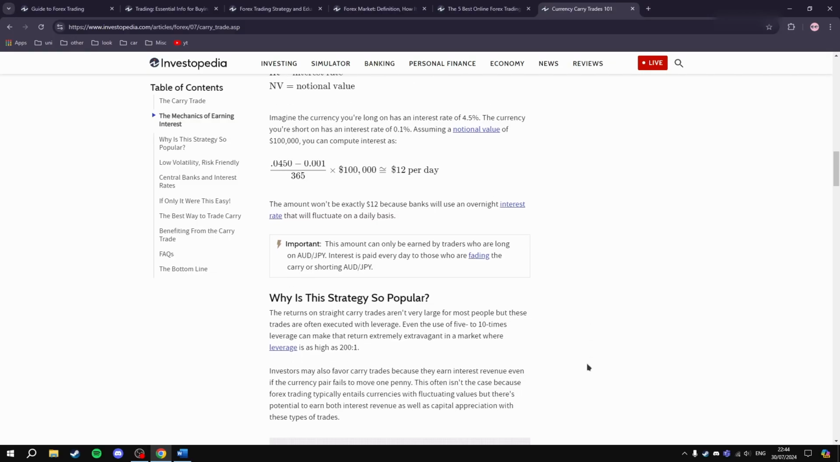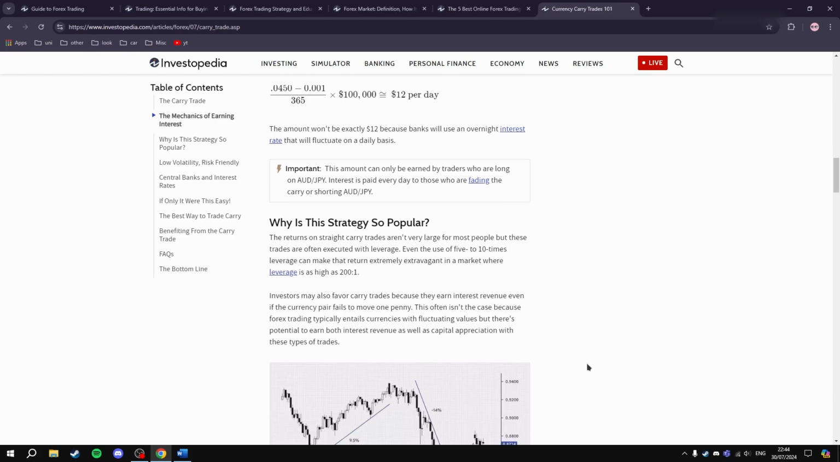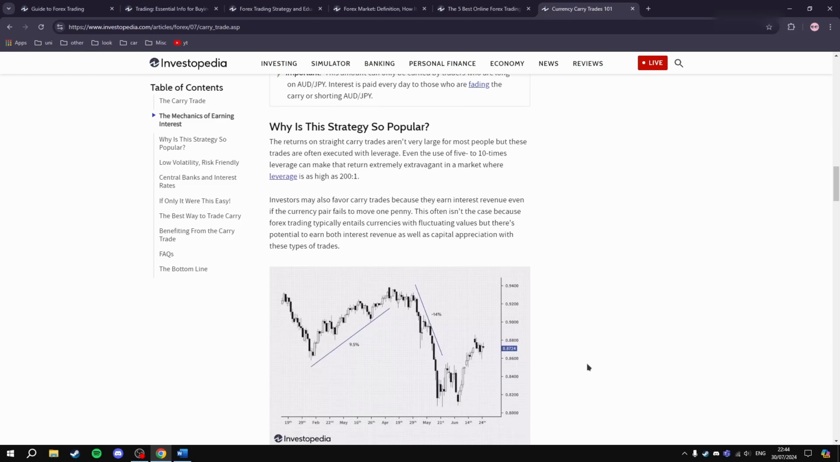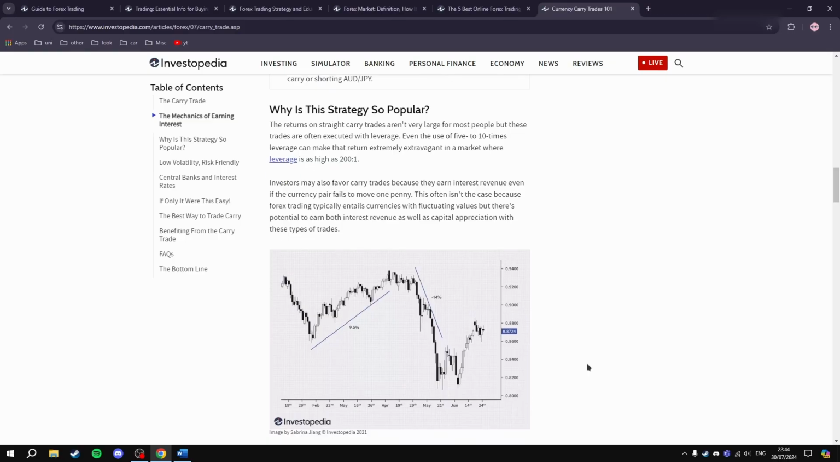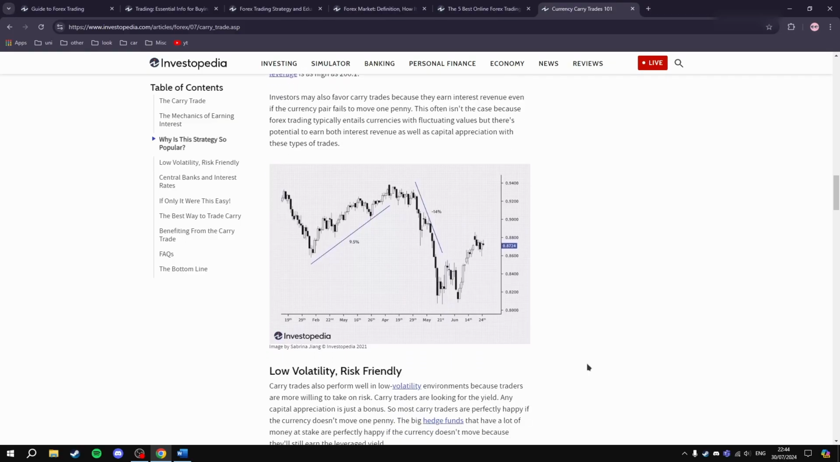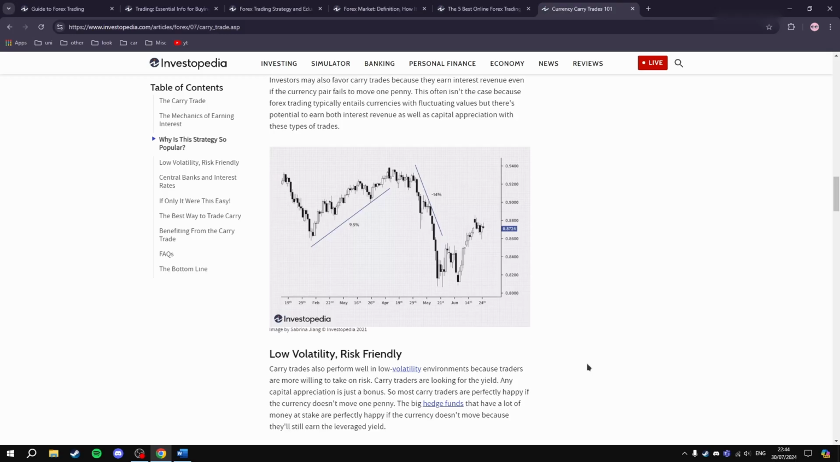Why is this strategy so popular? The returns on straight carry trades aren't very large for most people, but these trades are often executed with leverage. Even the use of 5 to 10 times leverage can make that return extremely extravagant in a market where leverage is as high as 200 to 1. Investors may also favor carry trades because they earn interest revenue even if the currency pair fails to move one penny. This often isn't the case because Forex trading typically entails currencies with fluctuating values, but there's potential to earn both interest revenue as well as capital appreciation with these types of trades.